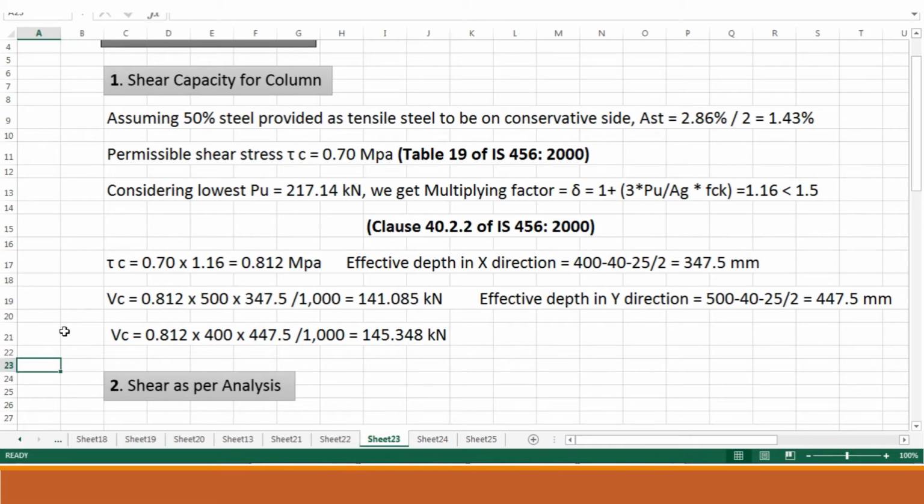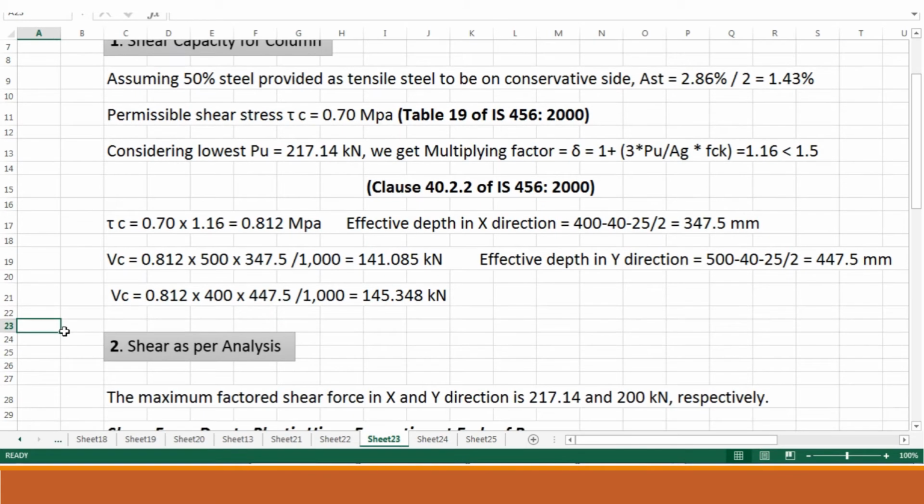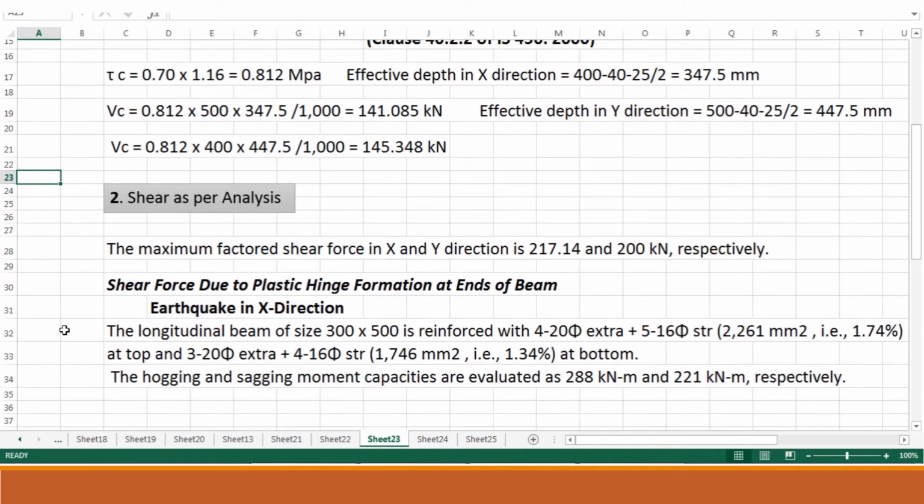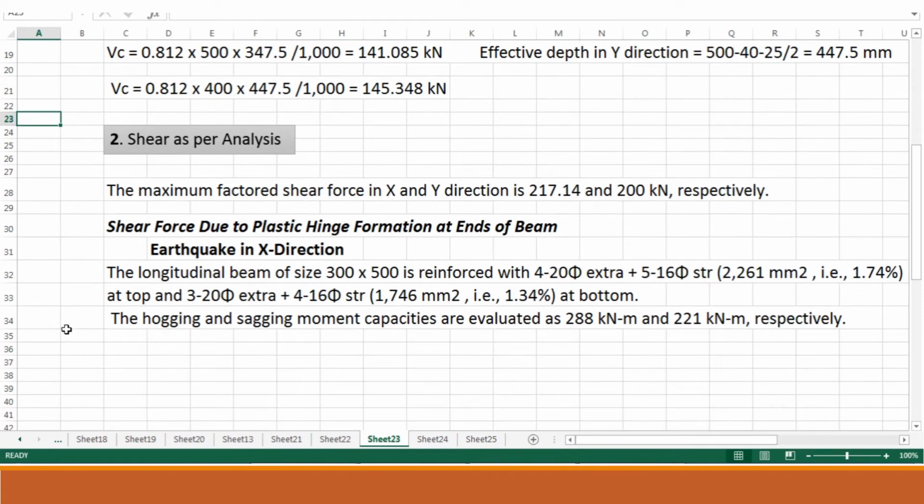Now once we have determined the value of VC, the shear capacity of the column in X and Y direction, what we are going to do is analyze the column for the amount of shear that is acting on it in both directions, X and Y. The maximum factored shear force in X and Y direction is 217.14 and 200 kilonewton respectively. Now this has already been determined from the analysis that we have performed.